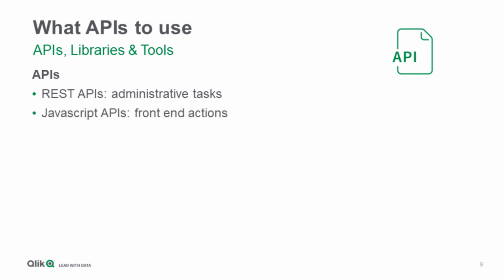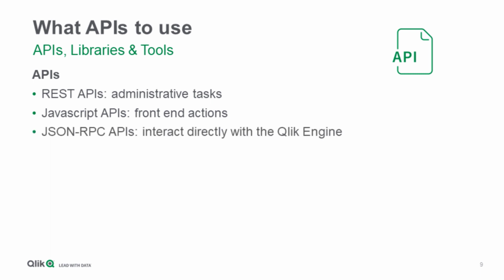We have the JavaScript API, which is for any kind of front-end action, like applying a selection, applying a bookmark, creating an alternate state, or those kinds of things. And the JSON RPC API, where you interact directly with the Qlik engine through WebSocket, can be used to do any kind of action that is done inside an app.